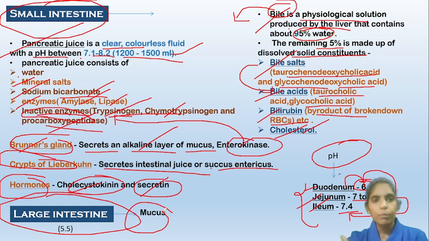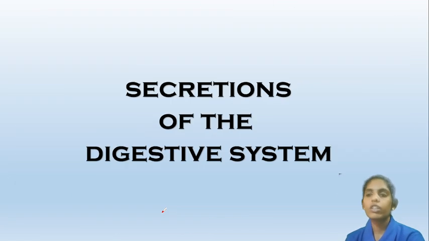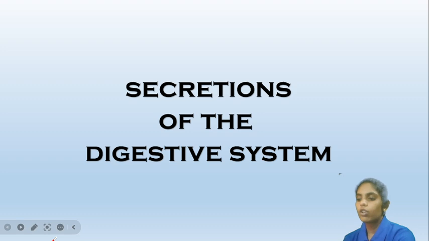In the large intestine, the mucus will be released, and this mucus will help the undigested food, or you can say the waste material, to be excreted out of the body easily. So this mucus will provide some lubrication, aiding in the elimination of the waste products. So these are about the secretions released in the digestive system.